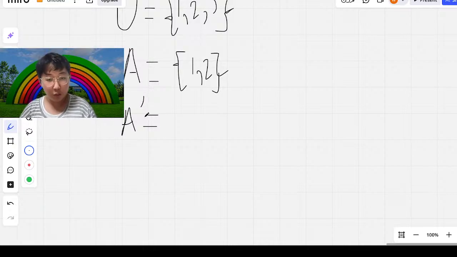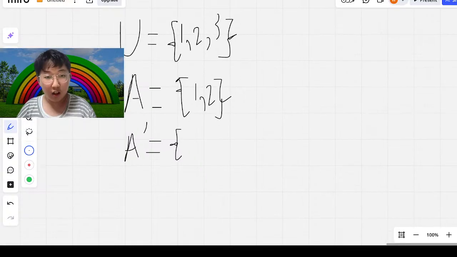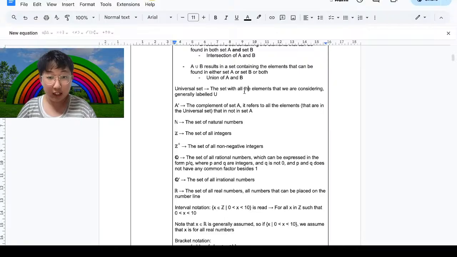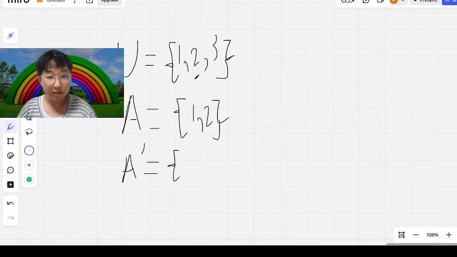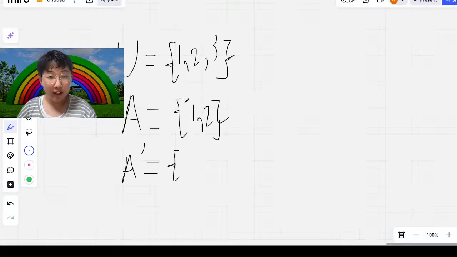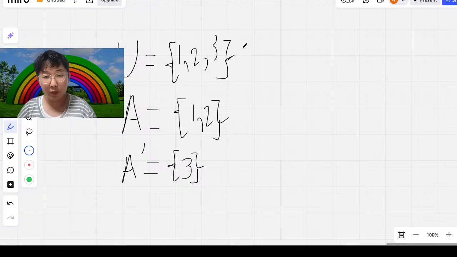A prime is equal to the set of all the elements in the universal set first, so it's 1, 2, and 3, which are not in set A. 1 is in set A, 2 is in set A, but 3 is not in set A, so 3 would be an element. And since there are no more elements that we're considering, there will be only 3. Note that if we did not have this definition for U, the definition for complement would be really hard to make or establish.